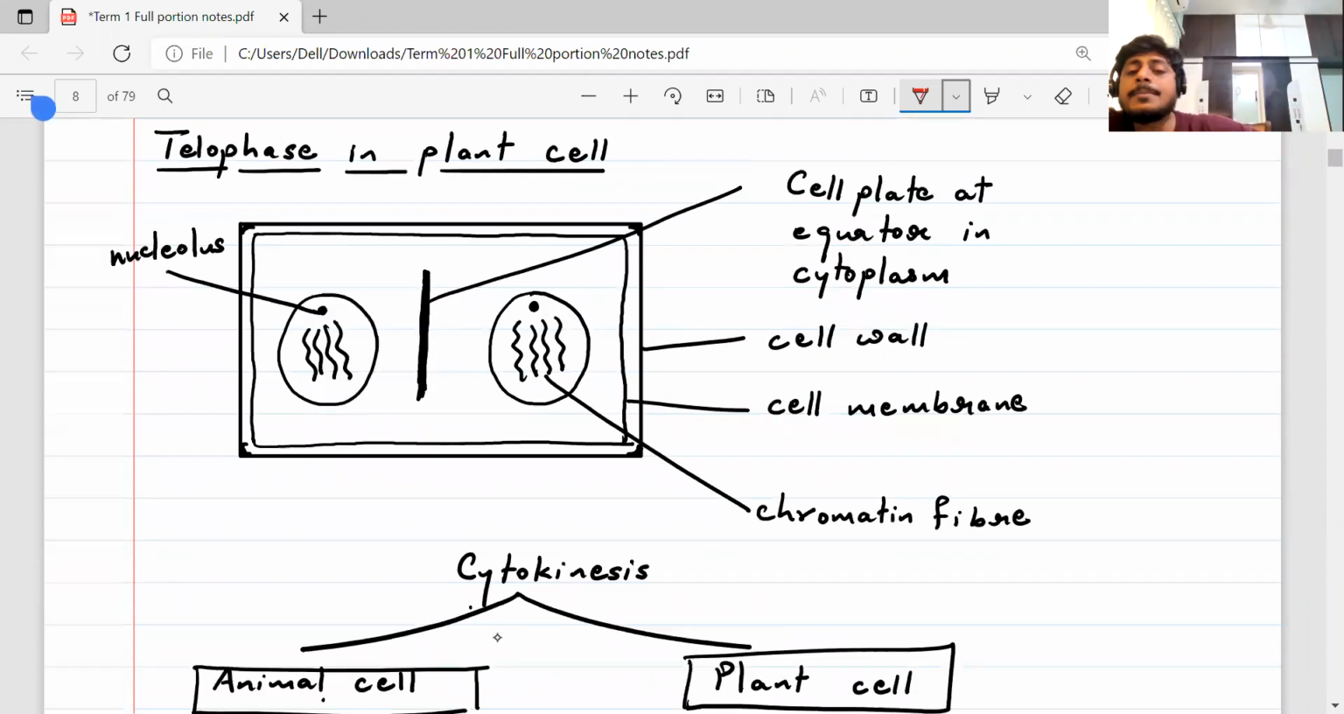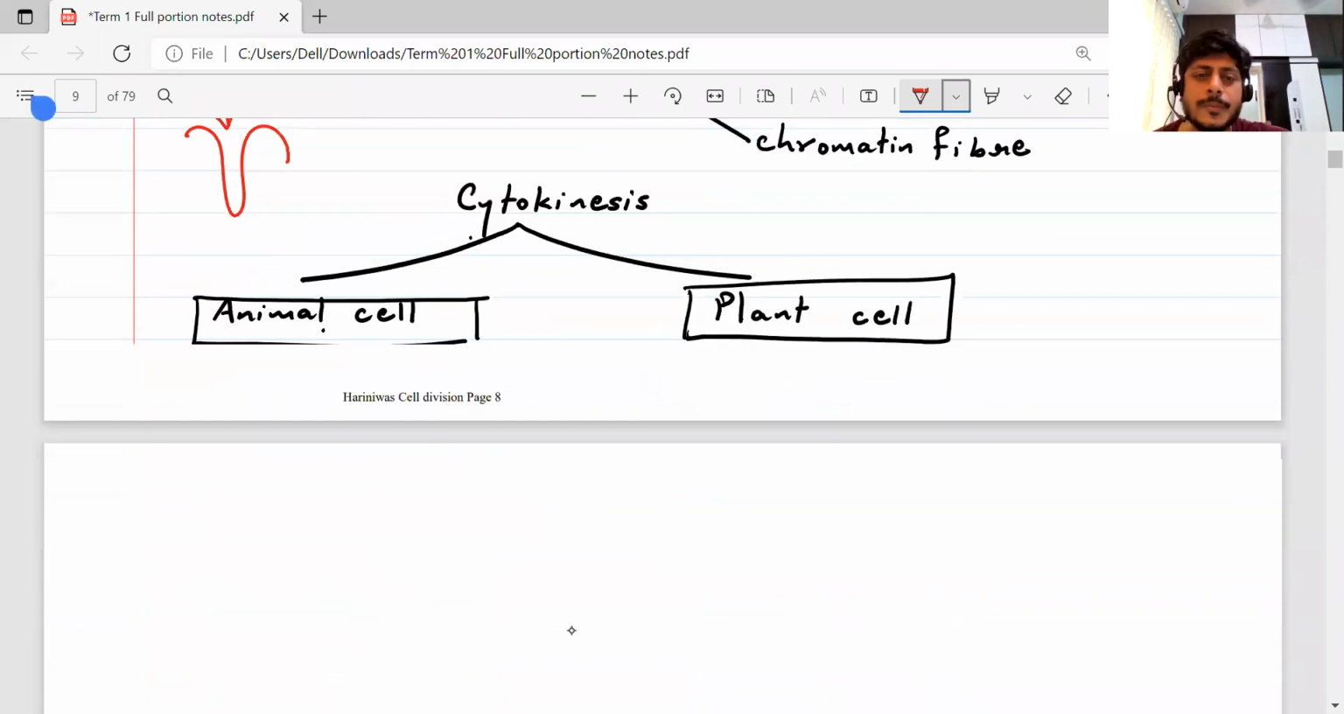It is the same in the plant cell, with the difference being the cell plate formation that you were seeing. This is the cell plate. The cell plate is formed at the equator. The furrow formation was taking place from outside to inside. We call it centripetal. The cell plate is growing from inside to outside. It is centrifugal. It is not asked frequently, but it is good to know.